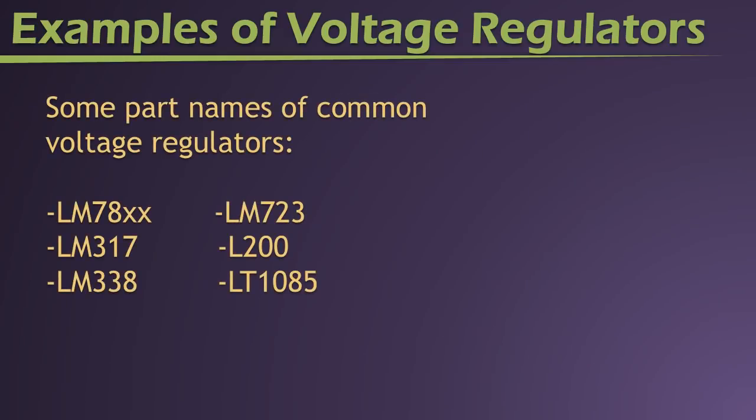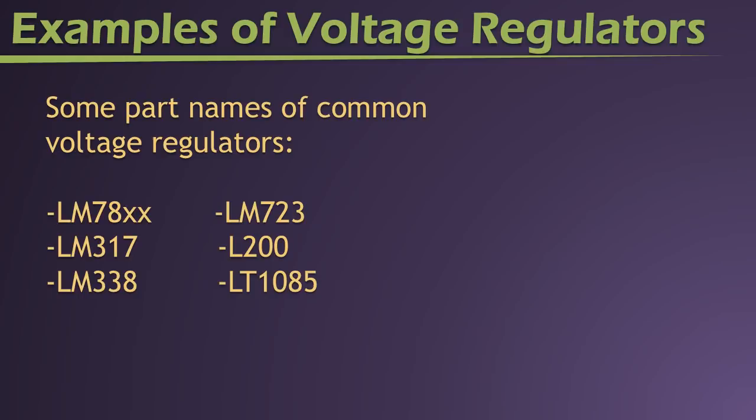On this slide, we have some part names of some commonly used voltage regulators. So if you're ever going to go purchase some, or you see them in a circuit, you might recognize them. The most popular line of voltage regulators is the LM78 series. And LM78, as you see, I've written here XX, where the XX is where you would insert a certain voltage. So if it was a 5 volt regulator, it'd be an LM7805, and if it was a 9 volt regulator, it would be a 7809, and if it was a 12 volt regulator, you got it, LM7812. All right, so that's how you would identify those regulators.